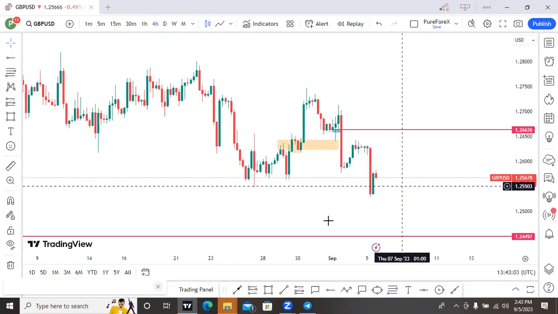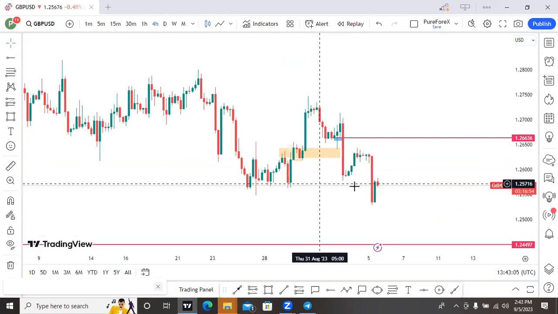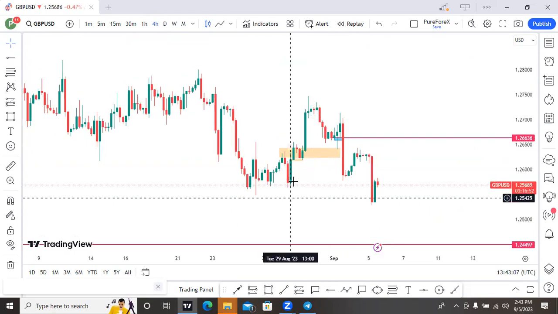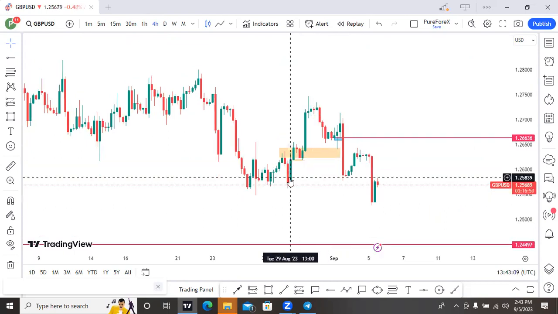Now let me show you this beautiful setup on a lower time frame, because I've been showing you the SNRC2 setup on a higher time frame. I've shown you on H4. I've shown you on daily. But personally, I look out for this setup on a lower time frame.